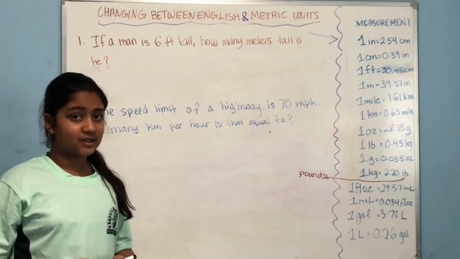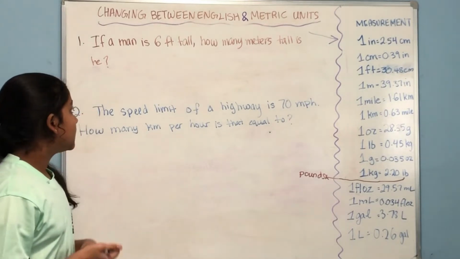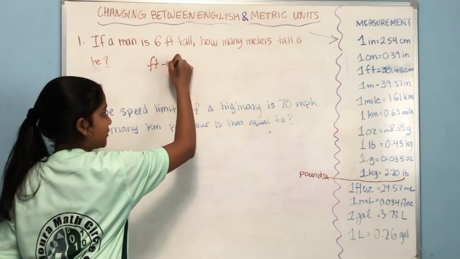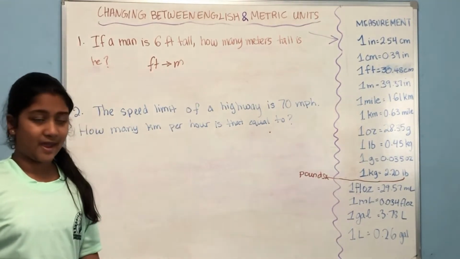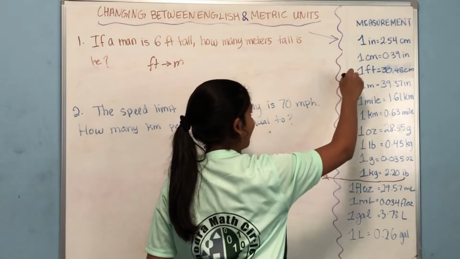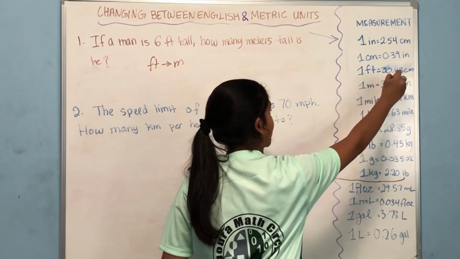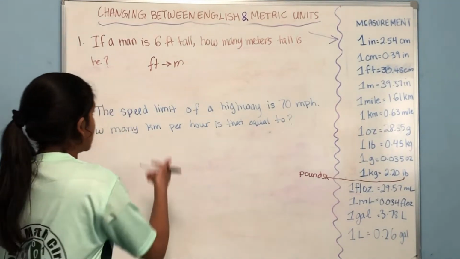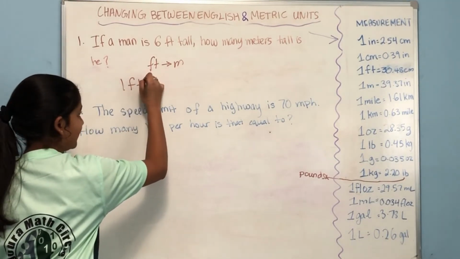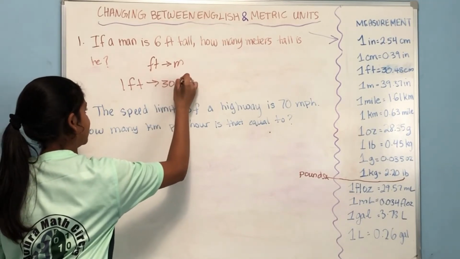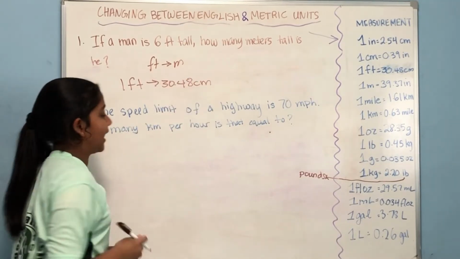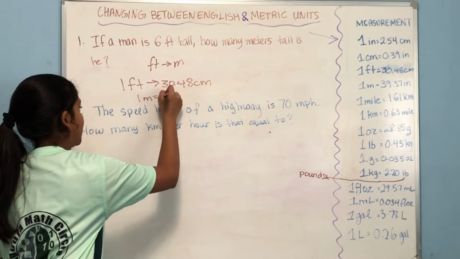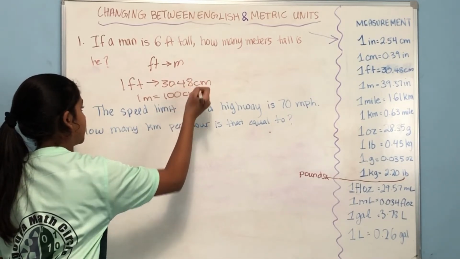Well, let's look at the closest conversion we can find to convert feet to meters. So let's go ahead and look at the chart we have here. Well, if we look, we have 1 foot equals 30.48 centimeters. And that's about the closest we can get. So let's go ahead and write that down. So we get 1 foot equals 30.48 centimeters. And from past conversions, we also know that 1 meter equals 100 centimeters.